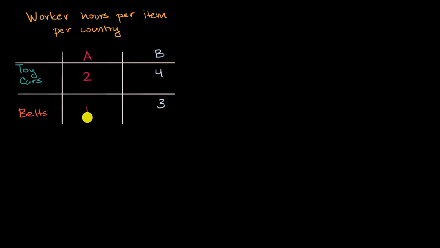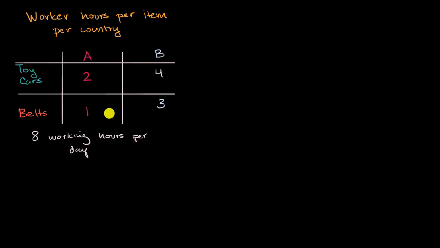Similarly, we have the input required in country A to produce a belt, 1 hour of worker time. In country B, 4 hours of worker time produces a toy car, and in country B, 3 hours of worker time produces a belt. So what we're going to do next is convert this into the world that you might be more familiar with, of thinking in an output world. And to do that, we'll just assume that there are 8 working hours per day in either country.